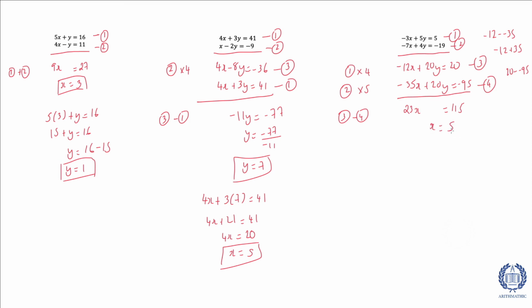Once you find x equals 5, sub in equation 1 or 2. I'm going to put in equation 1. Minus 3 times 5 plus 5y is equal to 5. So that's going to be minus 15 plus 5y is equal to 5. So 5y is equal to 5 plus 15. 5y is equal to 20. So y is equal to 4. That should have been your answer.